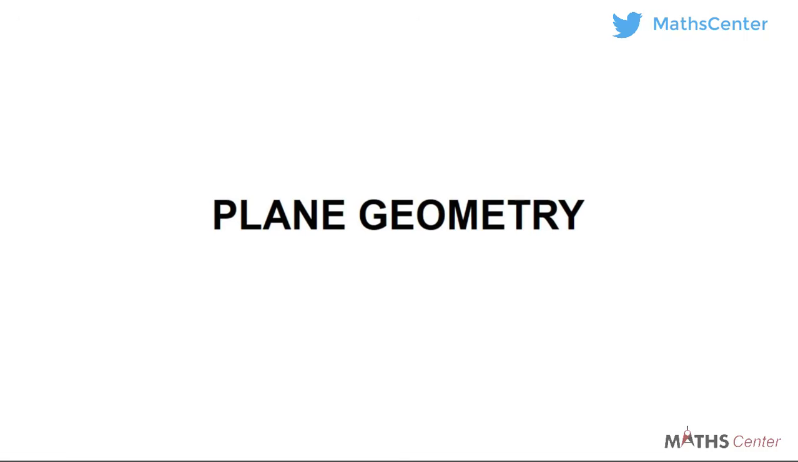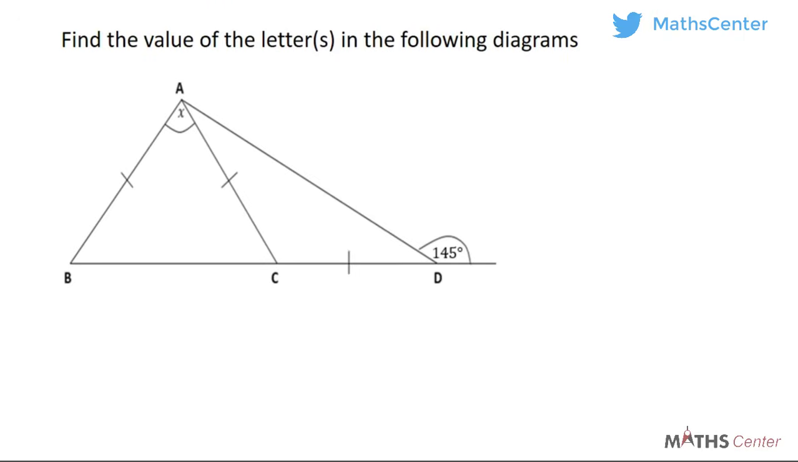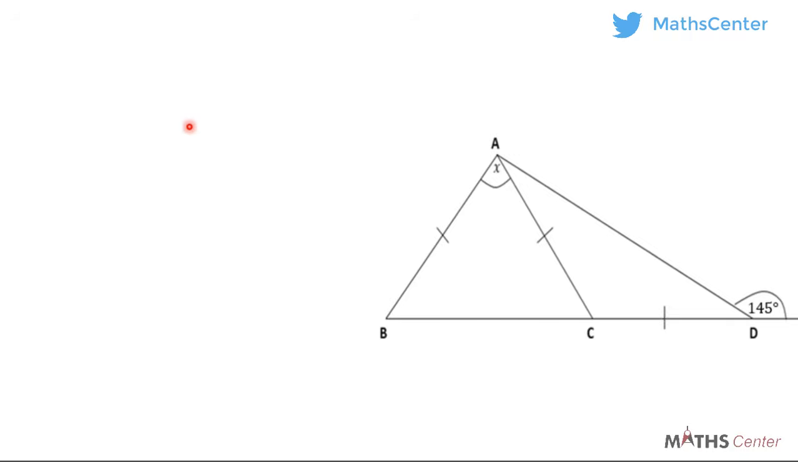We are still on the topic plane geometry. In the previous video, we solved some questions on triangles. In this video, we are going to solve 2 more questions. So let's begin by looking at the first one. We are being told to find the value of the letter or letters in the following diagram. We have only one letter in this diagram, which is the letter S, so we are finding the value of S. So let's begin with the solution.